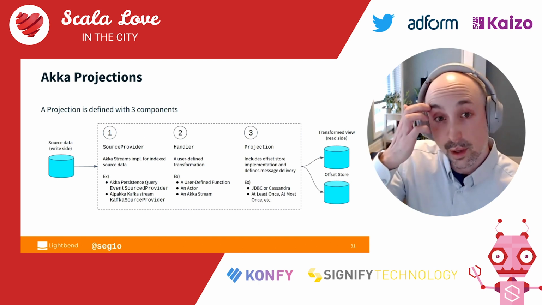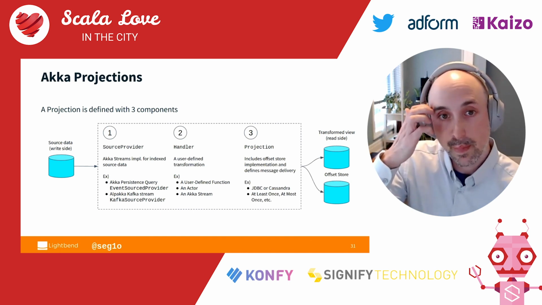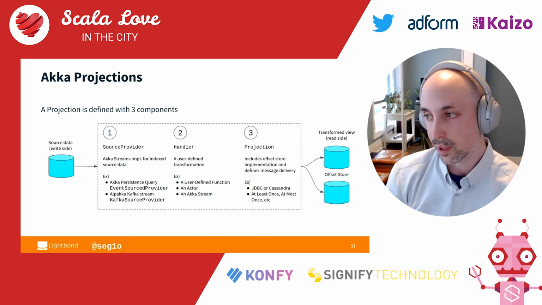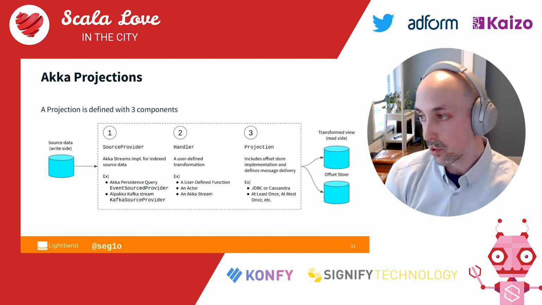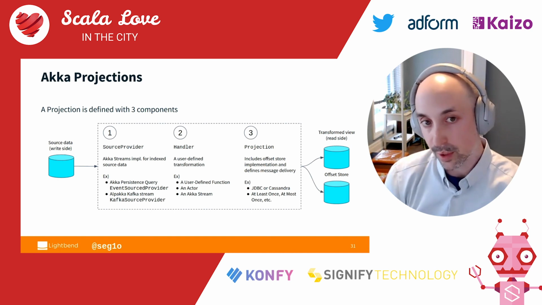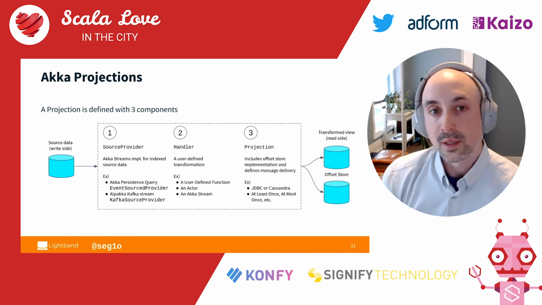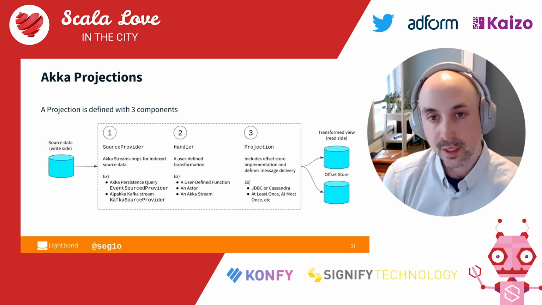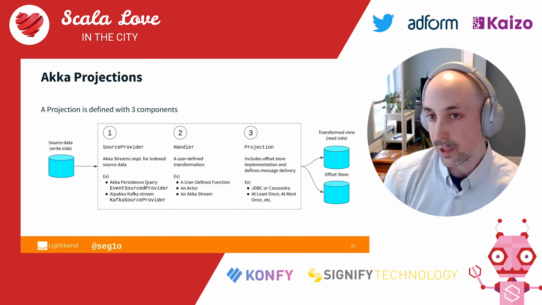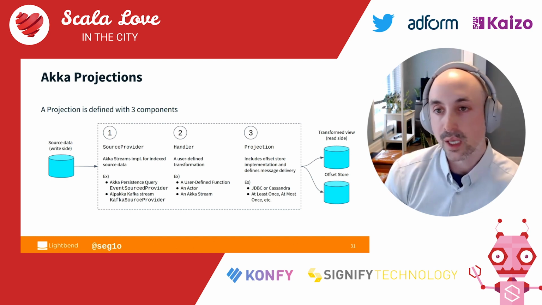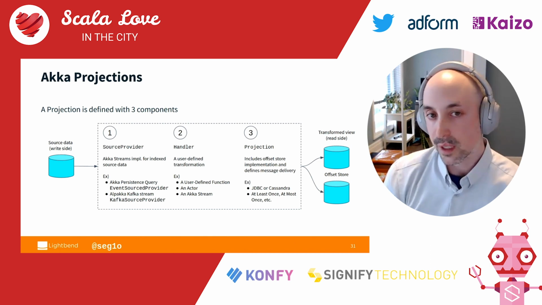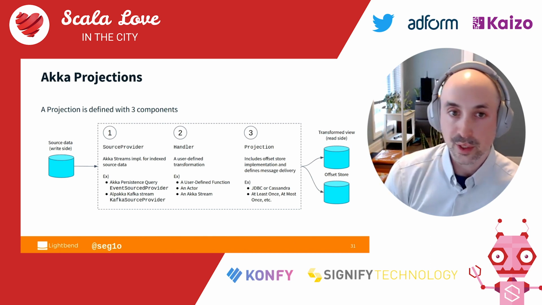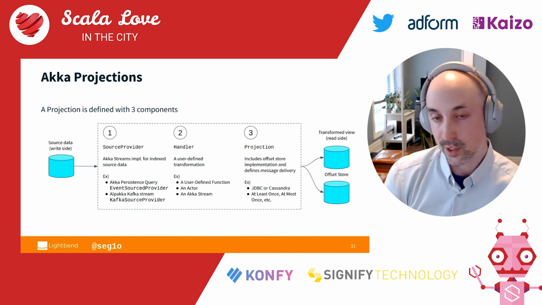So here are the three basic components of a projection, two of which are just part of the library itself, the source provider and projection. These are things that you can just pick the ones that are available and use them within your project, or you could implement your own if you really wanted to. The source provider is the source of events. So it could be a Kafka consumer subscription or the Akka persistence event journal, like I was saying before, or it could be any other source. The only caveat is that the events or the messages that we're pulling out of that source are associated with an offset.